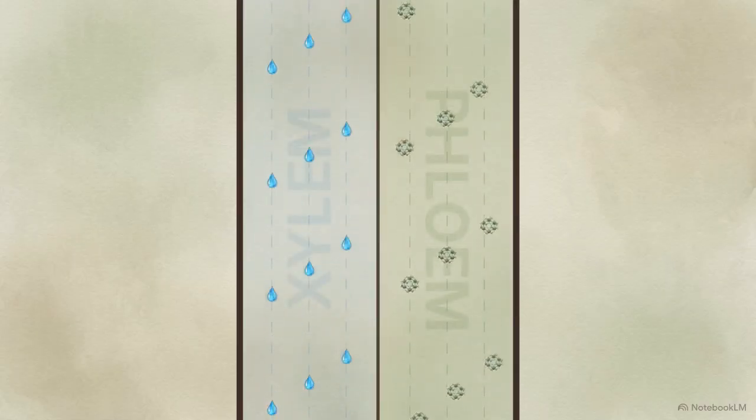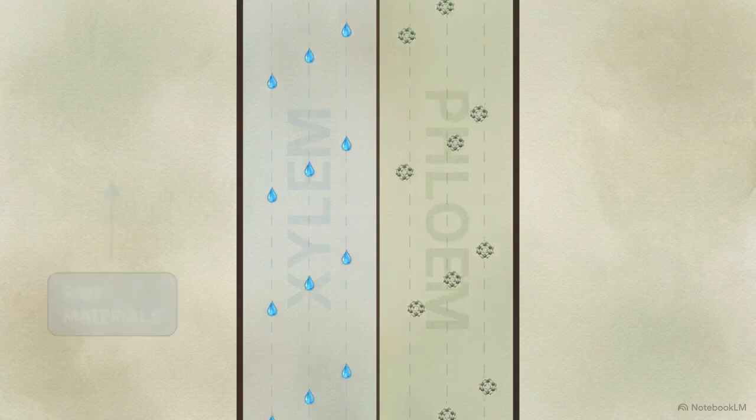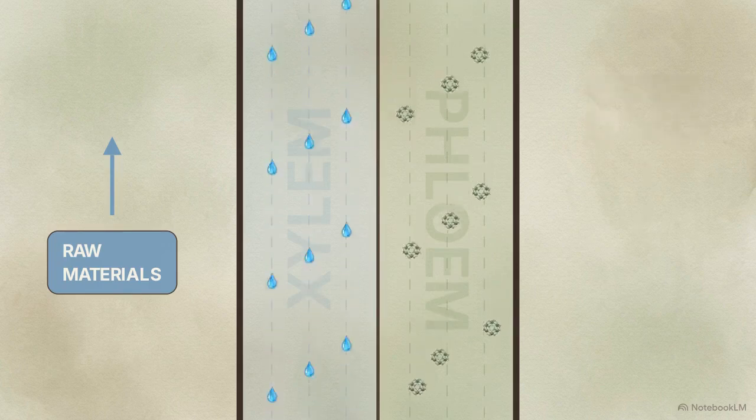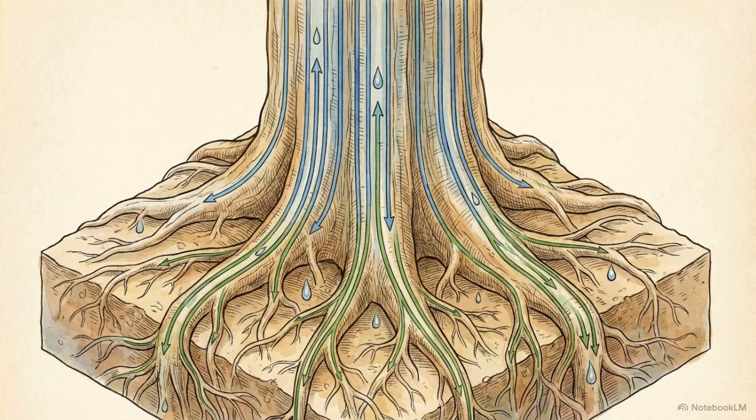These systems run parallel to each other inside the stem, yet they remain strictly separate infrastructures. One moves raw materials up, the other moves finished fuel down. Together, this dual highway vascular plumbing represents a passive transport system that moves tons of water and mass every day without the need for muscular contraction.